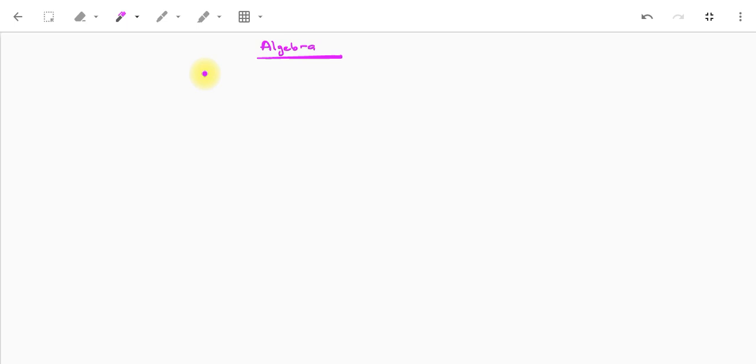Let's start with simple equations, which we call linear equations. Let's say, for instance, we have something like this. We're asked to solve y minus 4 equals 3.